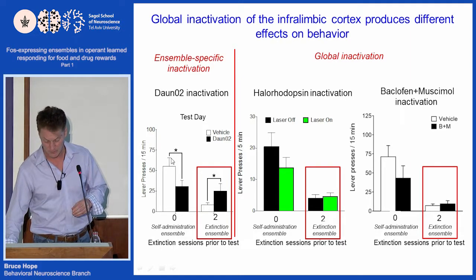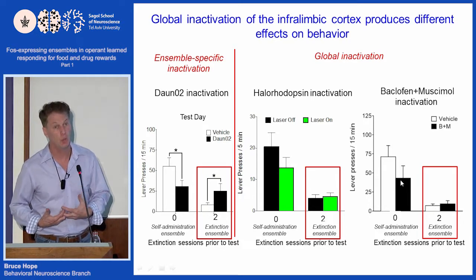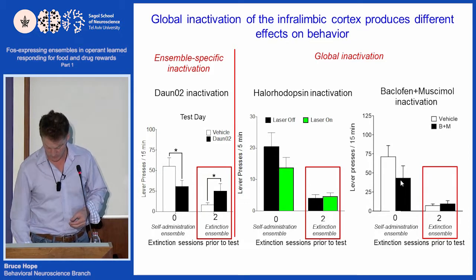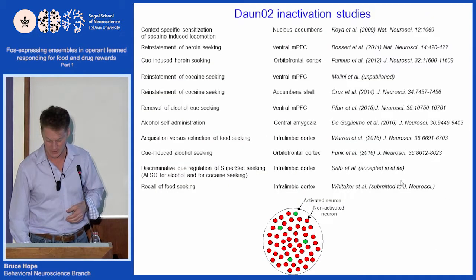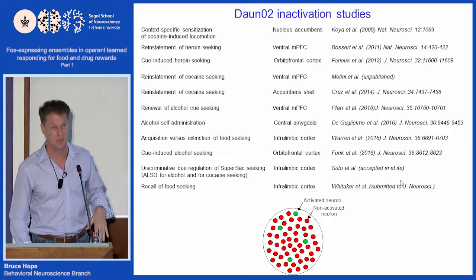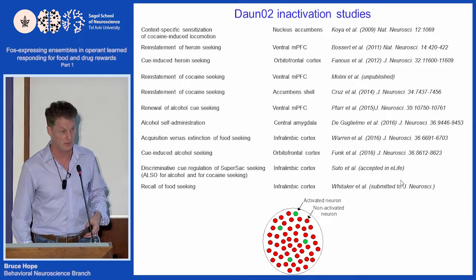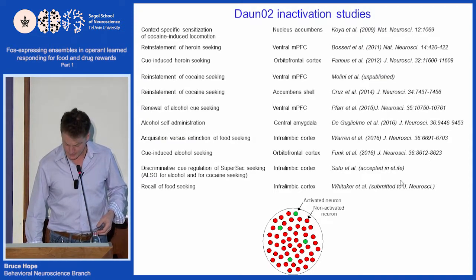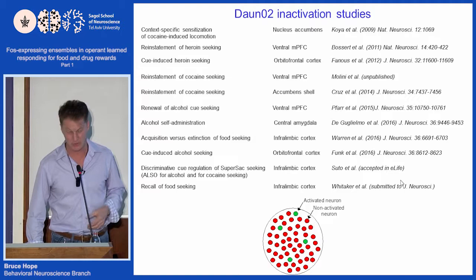And indeed, when you're decreasing the self-administration ensemble, it's highly variable and never ends up quite like what you get when you inactivate the specific neurons that are mediating it. So, there are many examples. This is just a list of examples. We've used this procedure quite a bit, going back to 2009, really. And more and more people are starting to use it now.